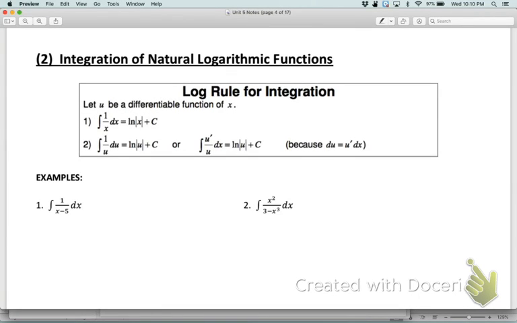In this video, we're going to start looking at some of the ways that we use the integration rule for natural log functions. Yesterday, we looked at the derivative of log functions, and we saw that if we take the derivative with respect to x of the natural log of x, we get 1 over x.